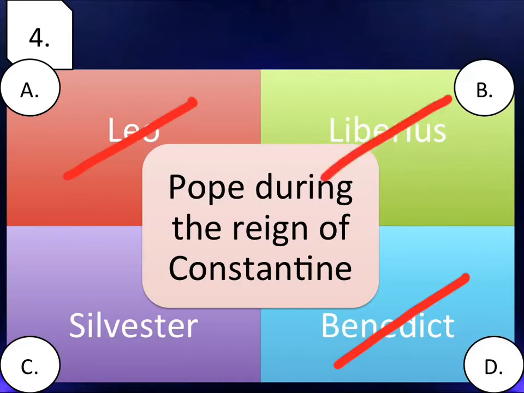Nor was it Liberius. Someone just gave themselves 3,000 points. Good for them. Okay.